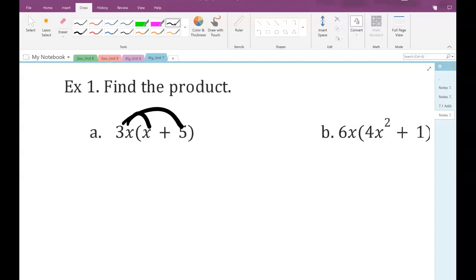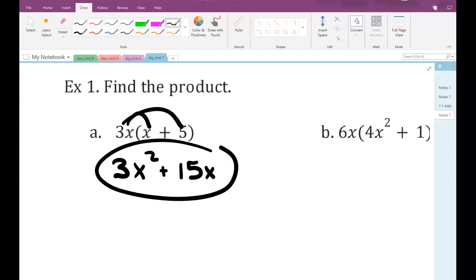So my coefficients here are 3, and then there's a 1 in front of this x. So we multiply those and get 3. And this is x to the first, and this is x to the first. So we add our exponents. So we get 3x squared plus 15x. Distributive property. All right, you're just distributing with variables now.